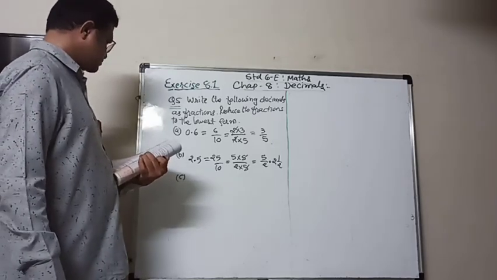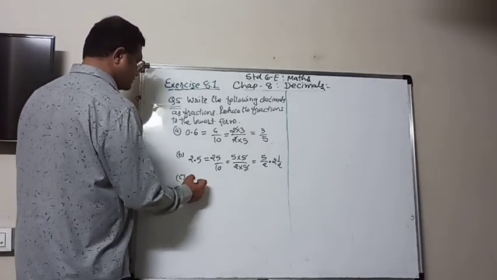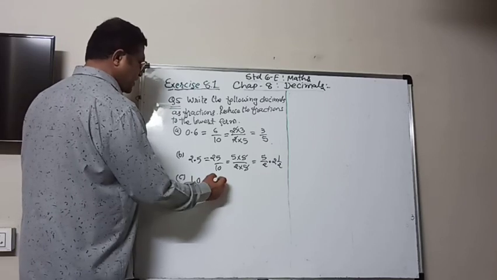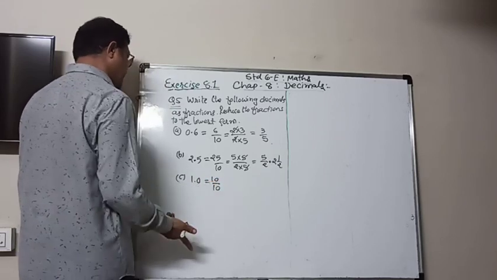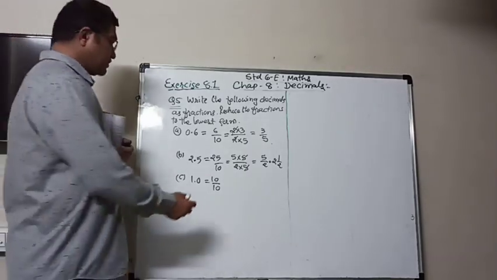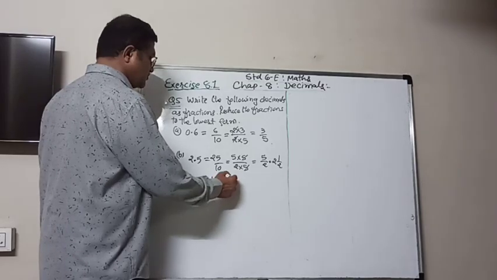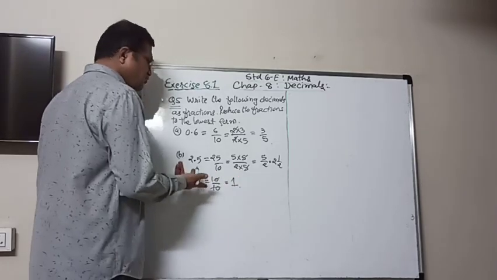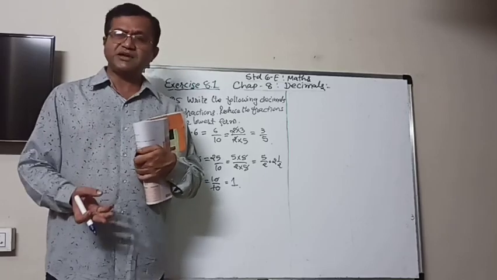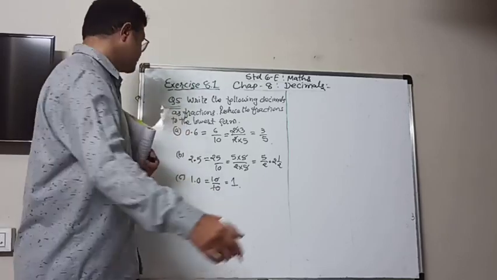Third one, see. 1.0. As I told you, if you take out the point, it is 10. And obviously 10 upon 10. 0 is 10, 1s are 10, cancel. So answer is 1. Because 1.0, there is no digit in the tenths place. So only 1.